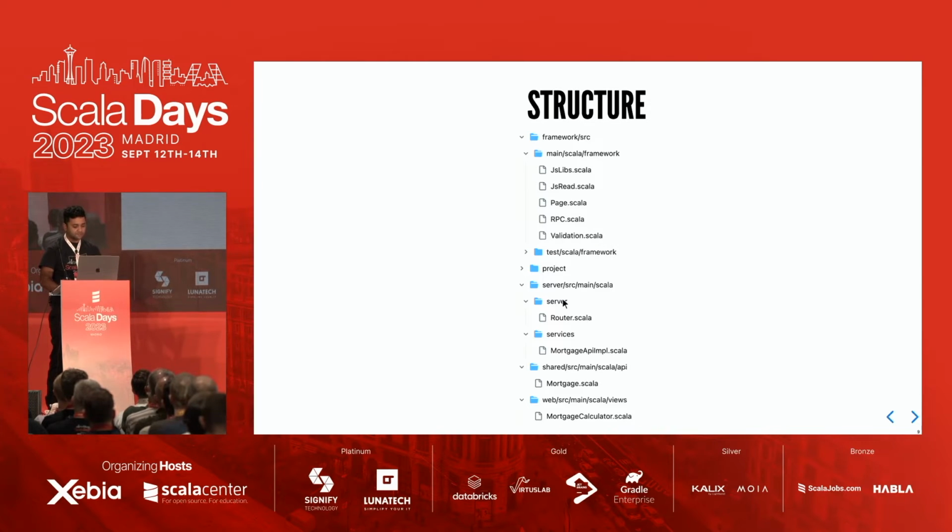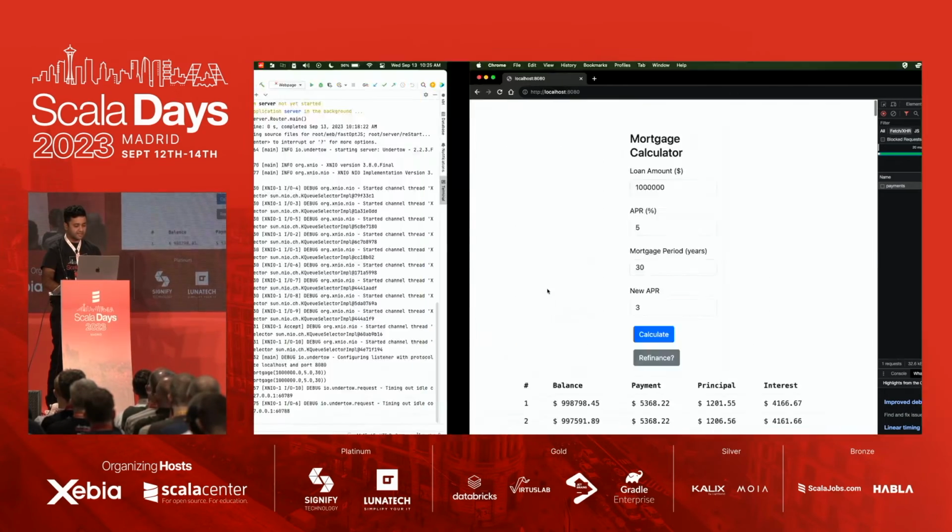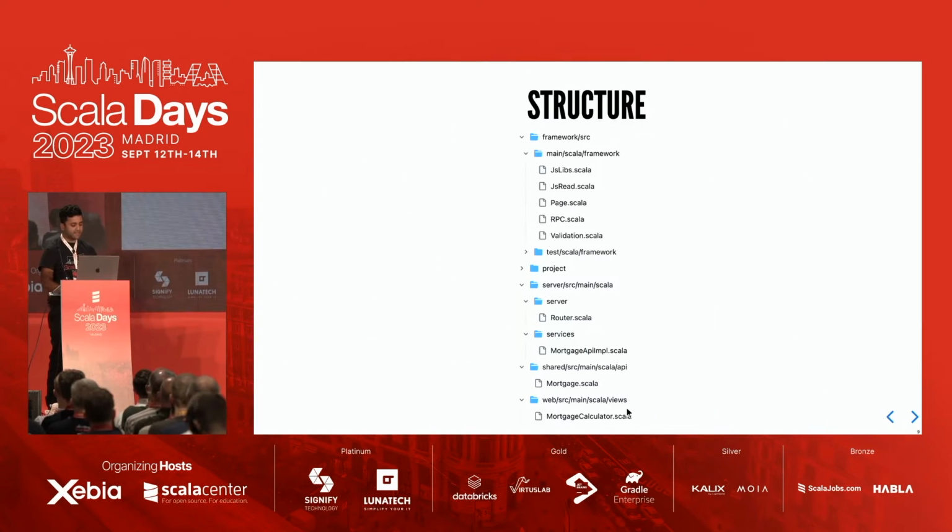So then there's the server part. The server part has 2 parts. One is the router, which tells you, given an HTTP URL, what to serve. And you have your services part. In this talk, we will implement the mortgage API. So I have MortgageApiImplementation.scala. In my shared module, I have Mortgage.scala, which is a bunch of case classes and validation logic. And in your web package, in this case, this is the homepage, which I'll have written in Scala. So this is, again, MortgageCalculator.scala.